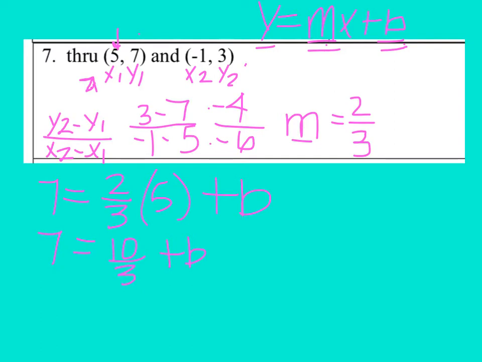Alright, so now I need to get that 10/3 over to the 7 by subtracting it. And 7 minus 10/3 is going to give me 11/3. So what I've done is solve for b being 11/3. So b is 11/3, m is 2/3, so I can plug everything back in. So y is equal to 2/3 x plus 11/3.